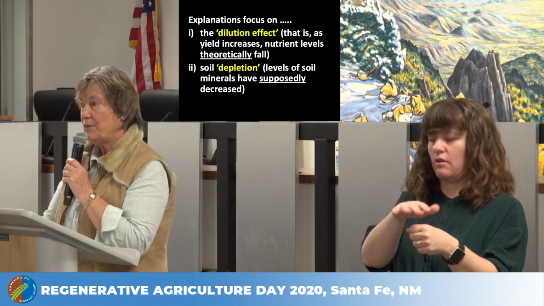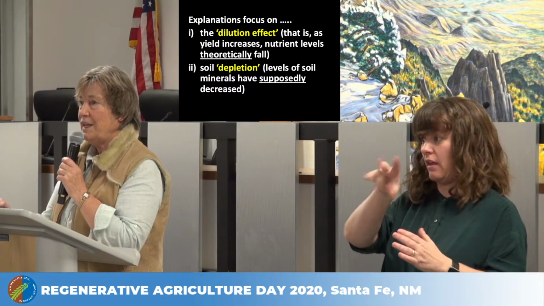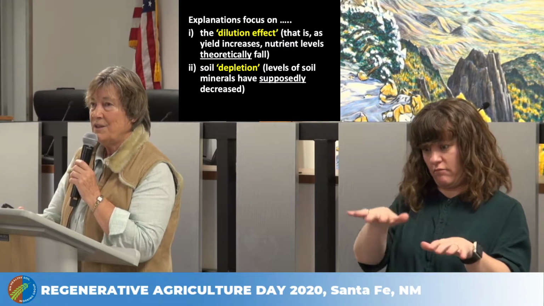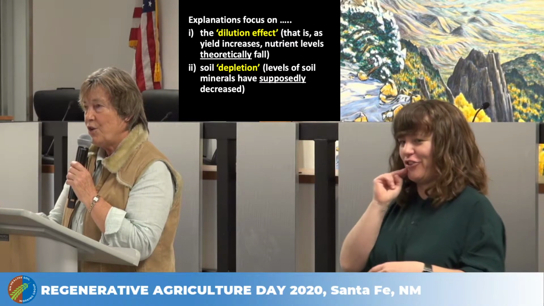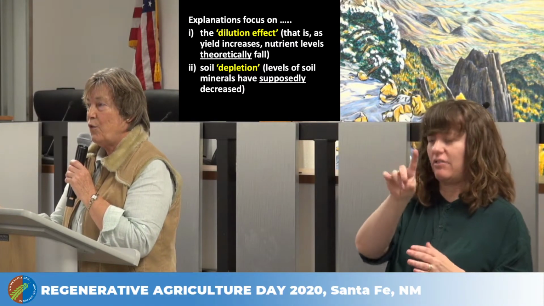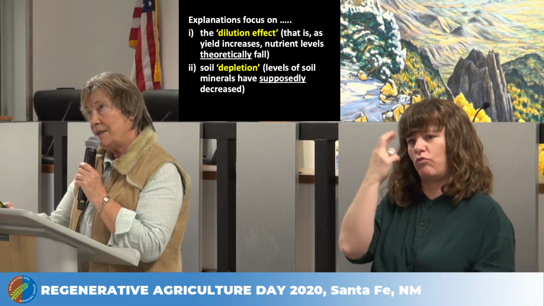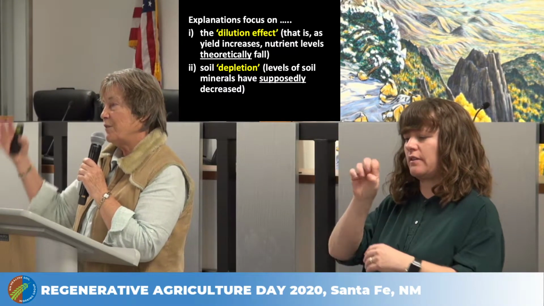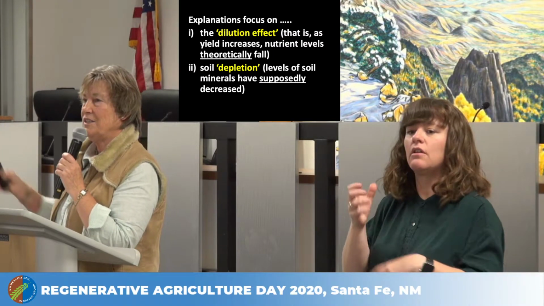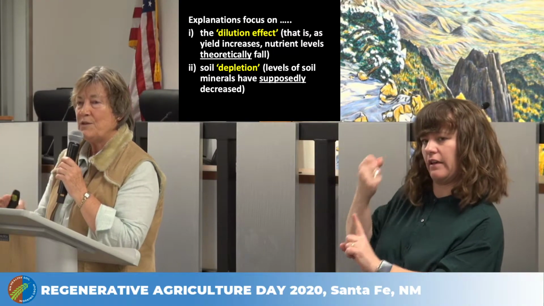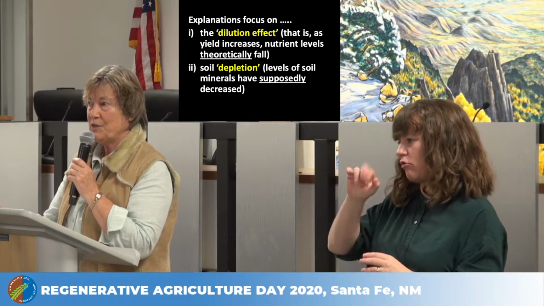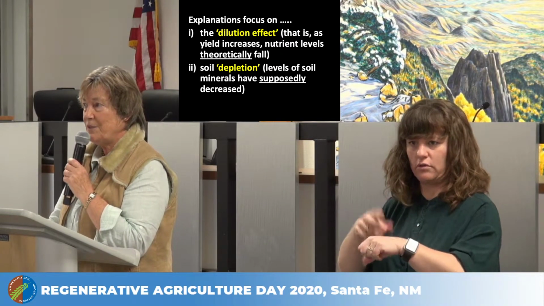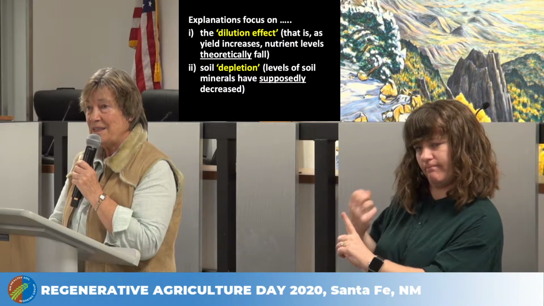So people say, well, if you double the yield of something on the same piece of land, it will only have half the amount of nutrients in it. That is commonly given as the reason for why nutrient levels have fallen, and it makes sense. The other one is depletion. Well, if we're producing all this stuff and it's all going out the farm gate, we're taking from the land, so mineral levels are going to fall. So we've got less minerals and trace elements in our plants because we've depleted them. That's another argument that makes sense.